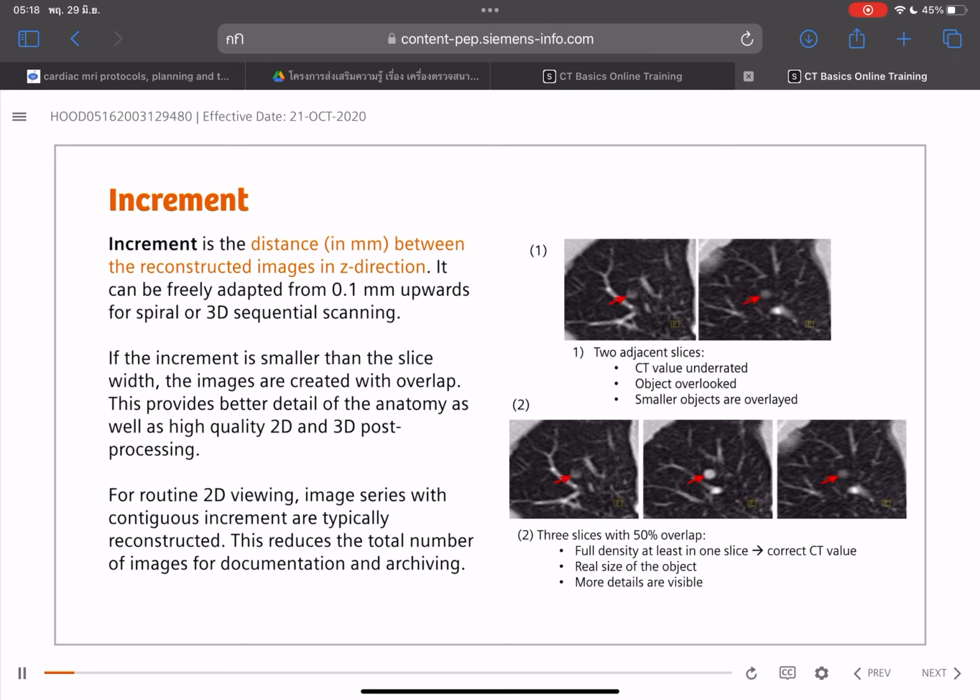Increment is the distance, in millimeters, between the reconstructed images in Z direction. It can be freely adapted from 0.1 millimeters upwards for spiral or 3D sequential scanning. If the increment is smaller than the slice width, the images are created with overlap. This provides better detail of the anatomy, as well as high-quality 2D and 3D post-processing. For routine 2D viewing, image series with contiguous increment are typically reconstructed. This reduces the total number of images for documentation and archiving.